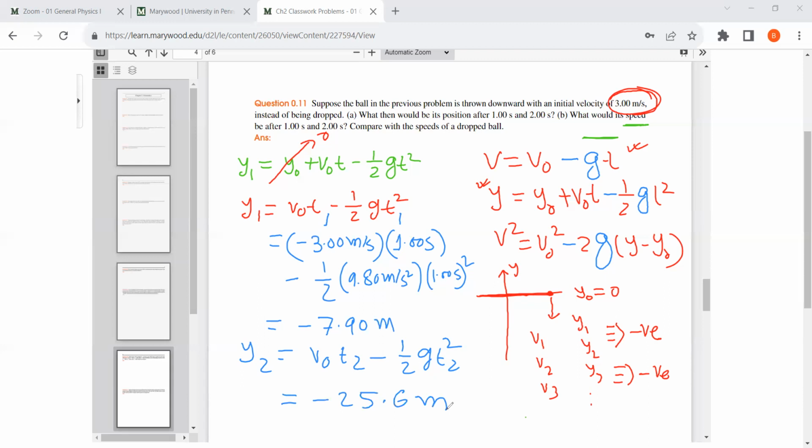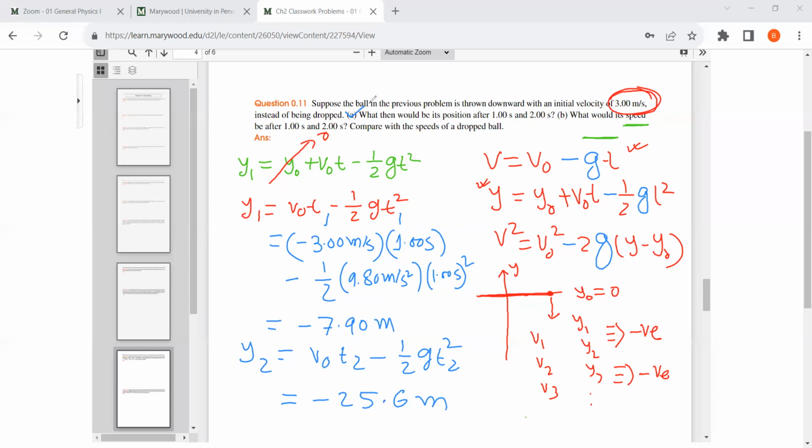All right, so that is the first problem, I mean number A. So y1 equal to minus 7.90 meter and y2 equal to minus 25.6 meter. Okay, so that's the position of the ball at t equal to 1 second and t equal to 2 seconds respectively. Now the next thing is, what would its speed be after 1 second and 2 seconds?